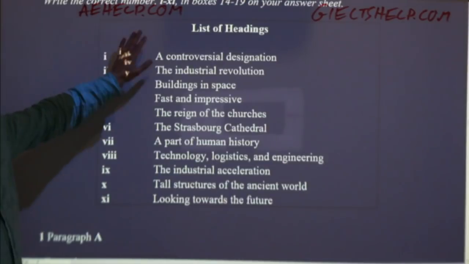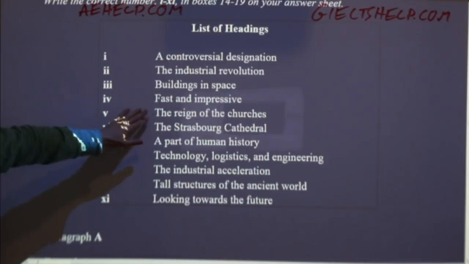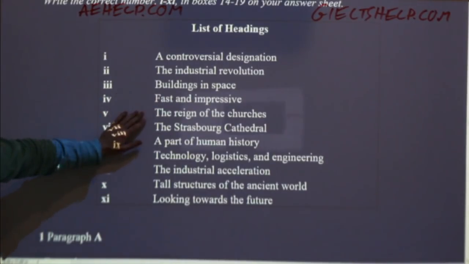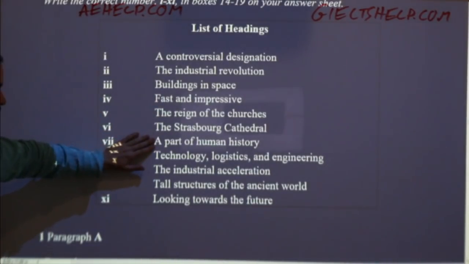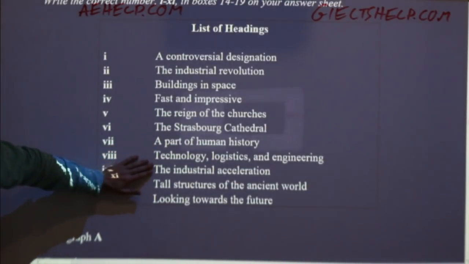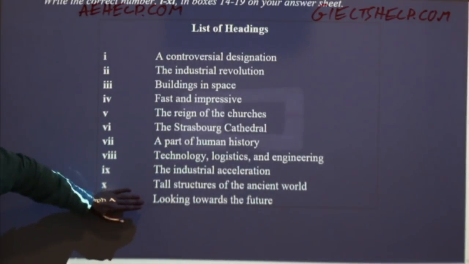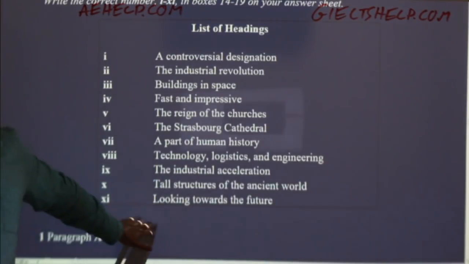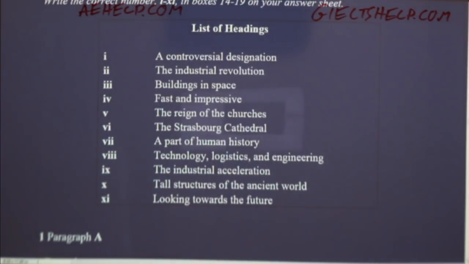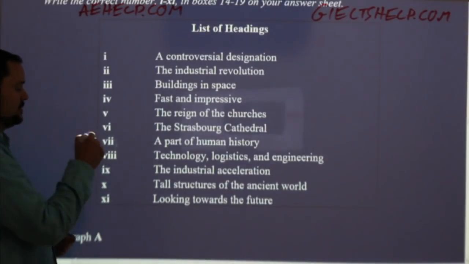Okay, so we have a controversial designation, industrial revolution, buildings in space, fast and impressive, the reign of churches, the Strasbourg Cathedral, a part of human history, technology, logistics, and engineering, the industrial acceleration, tall structures of the ancient world, looking towards the future. What do you think is the closest answer to this? So a lot of you are saying, well, I think it's 7, right? Because we all seem to say that it's the history of humans. So, okay, fine. Yeah, I agree. I think this one.